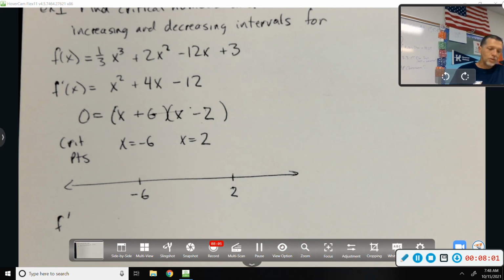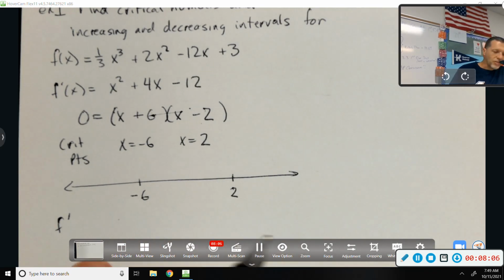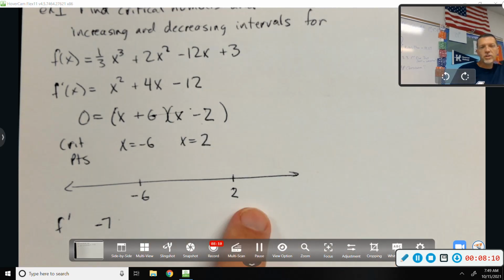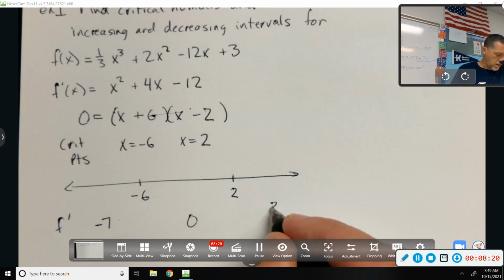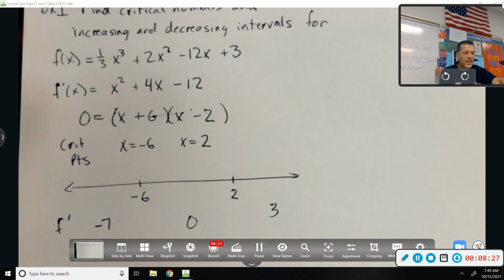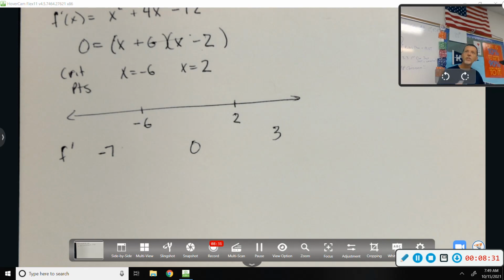That's the name of the lesson: pick a number from each interval, test it into the first derivative. So negative 7. What's a great number to try between negative 6 and 2? 0. How about a number bigger than 2? 3. Or 7 or 12 or 500, but usually go with something easy. We test it into the first derivative because the first derivative will tell us if we're increasing or decreasing.